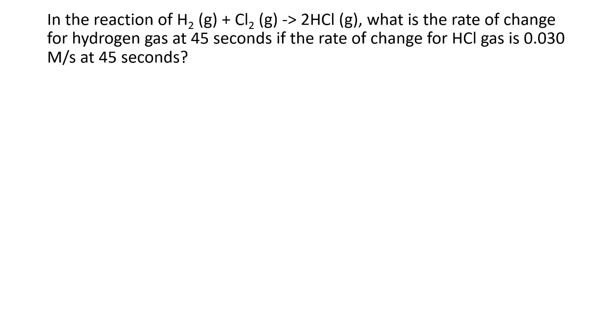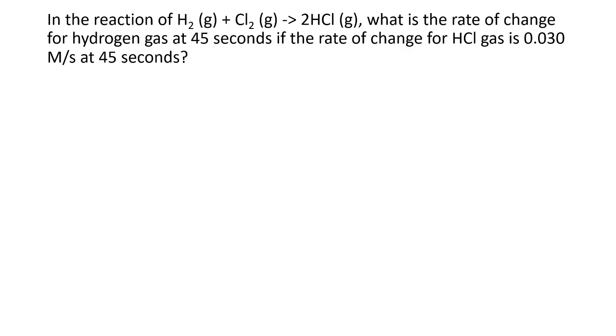For chapter 14, we're going to look at 5 kinetics problems. We're going to start with this problem where we're looking for a rate of change. Specifically, in this case, we want to know what the rate of change for hydrogen gas is at 45 seconds if the rate for hydrogen chloride gas is a given rate, in this case 0.030 molar per second. So we're already given the rate of change, so we can use the balanced chemical formula to be able to find out how these two relate to each other.